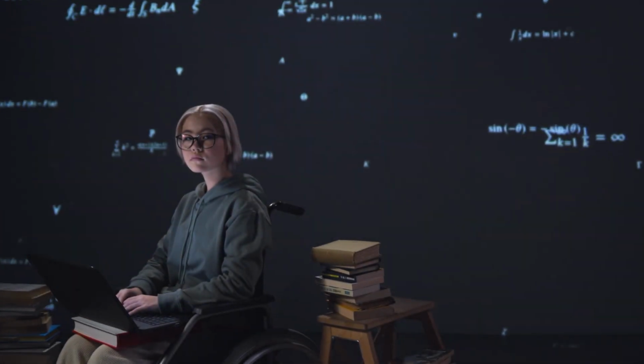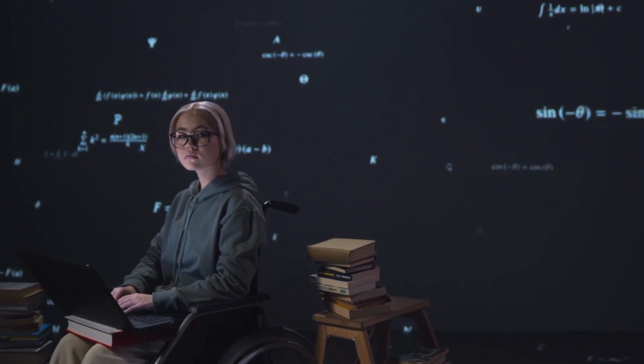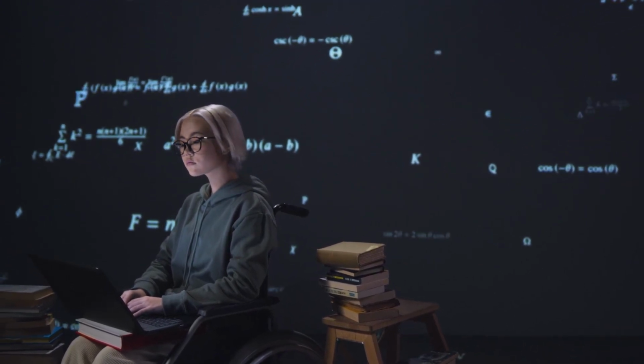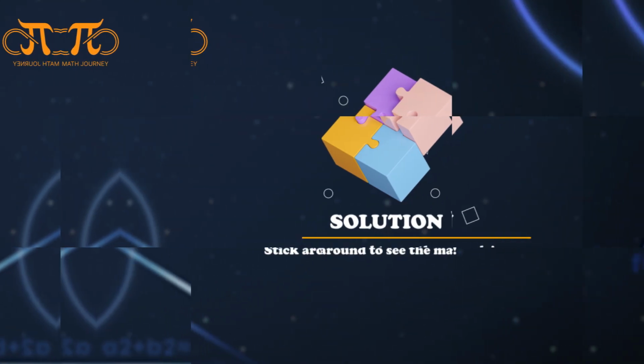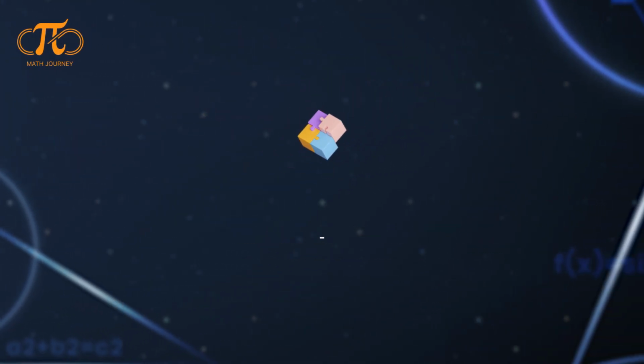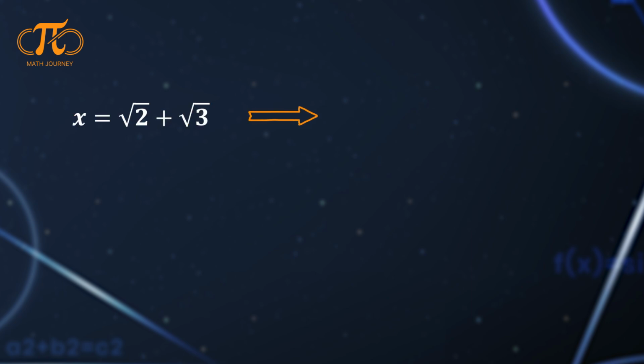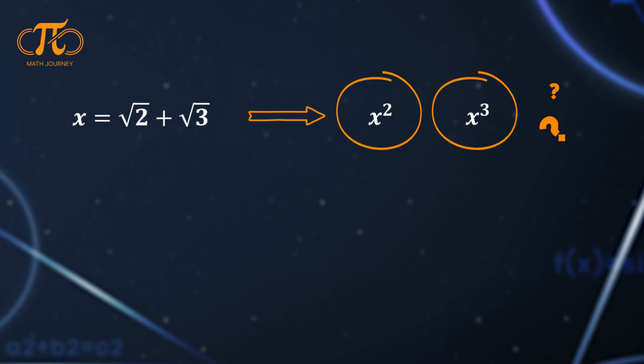Before we tackle this together, take a moment to think about it. I'll give you a few seconds to ponder and come up with your solution. To make any sense of this, let's break it down. We're told that x is equal to square root of 2 plus square root of 3. So let's calculate x squared and x cubed, because our function involves terms like x squared and x cubed.